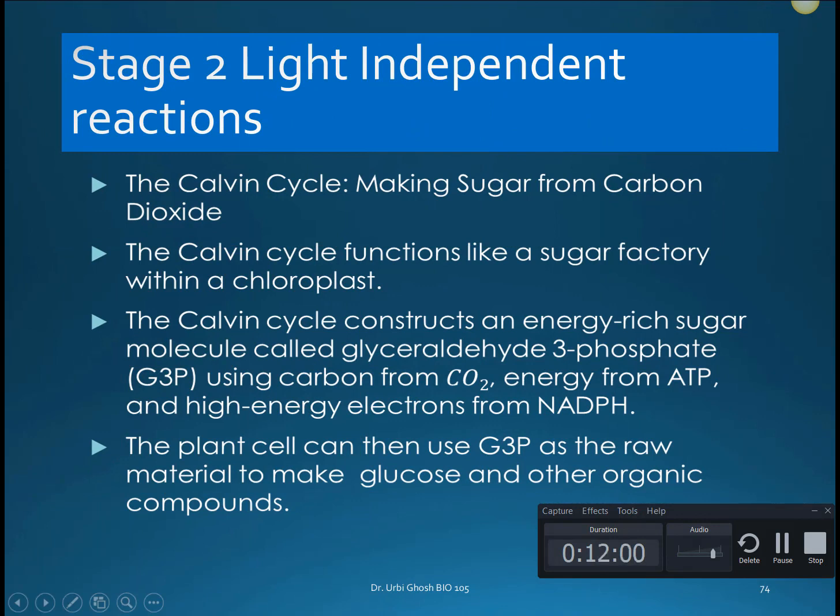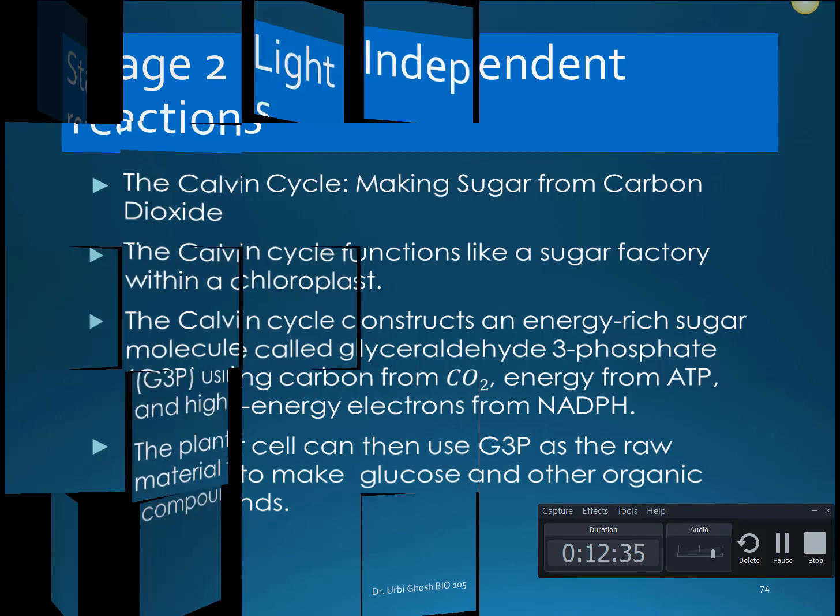So in summary, the Calvin cycle will take the carbon dioxide found in the atmosphere and make sugar out of it. It acts like a sugar factory within the chloroplast in the stroma. So it'll use the carbon dioxide, the energy from ATP in the light reactions, and the NADPH to make the molecule of glyceraldehyde 3-phosphate, or the G3P molecule.